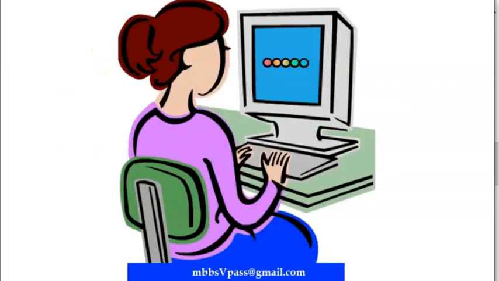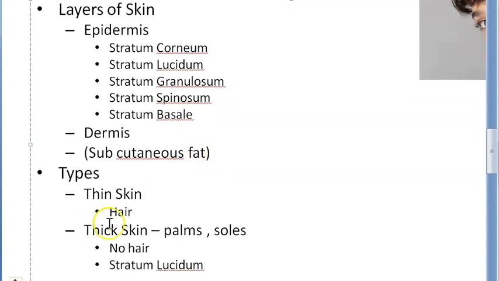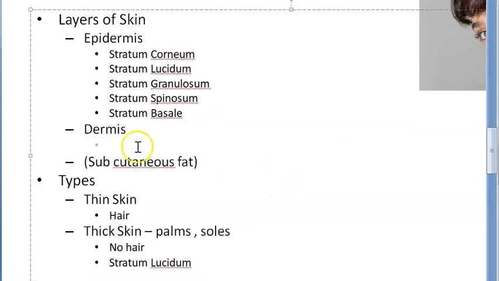We have looked at the layers of epidermis. Very good. So, now let us look at the layers of dermis. We have looked at the layers of skin: epidermis, dermis, subcutaneous fat. You should not mention these as layers of skin, okay? Then you have types of skin: thin skin and thick skin, right? So, now let us look at the layers of dermis.